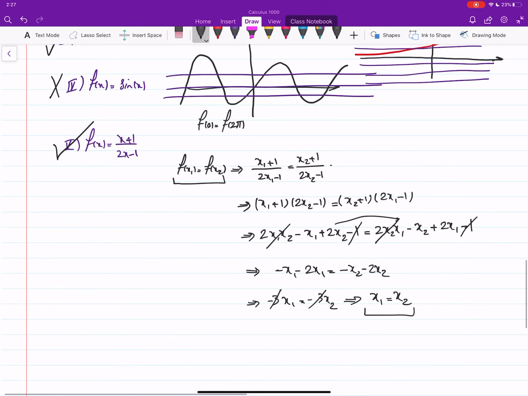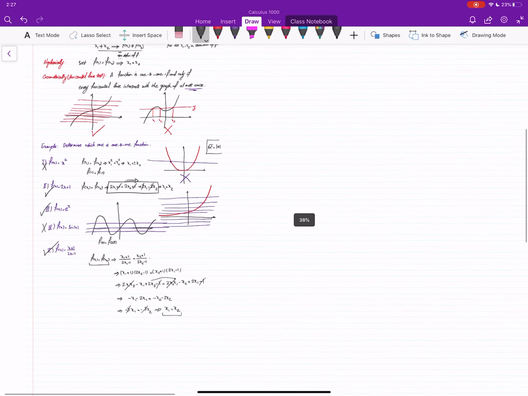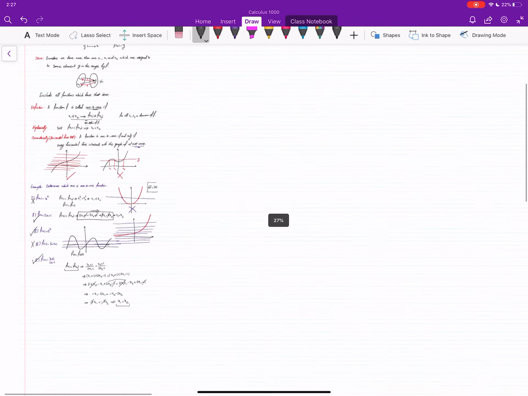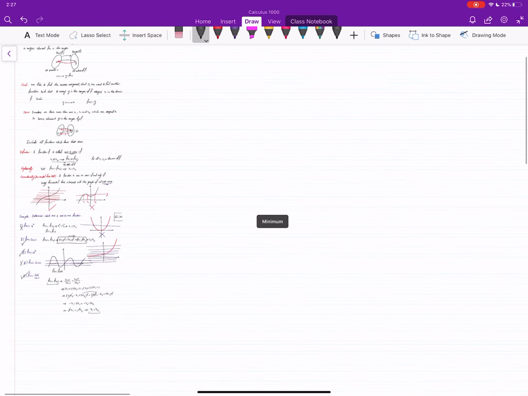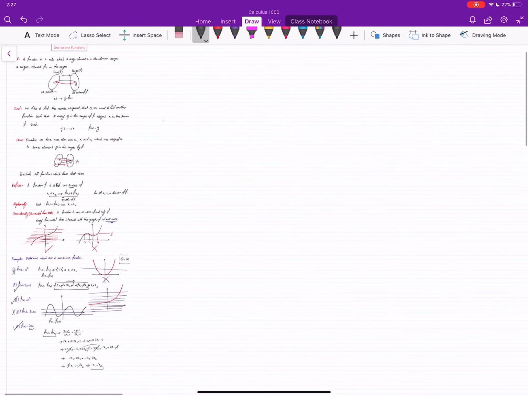Okay, so this was a very quick review with some examples of why one-to-one functions are needed, what kind of issue they solve, and how we can check if a function is one-to-one or not.